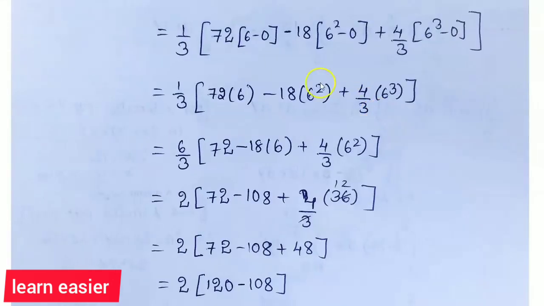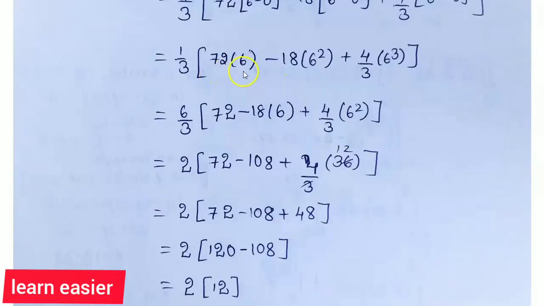Now let's take 6 as common from all these terms. So we get 6 by 3 into 72 minus 18 into 6, because here we have 6 square and we have taken only one 6, so only 6 remains here, plus 4 by 3 into 6 square, because we have 6 cube and we have taken already one 6, so we get only 6 square here.